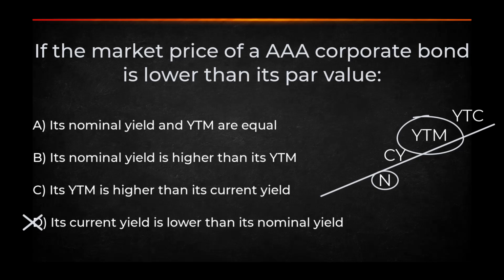But let's go ahead and verify the other answers are inaccurate. Well, looking at B, its nominal yield is higher than its YTM. No, its nominal is the lowest yield on this chart. Okay. And then answer A, its nominal yield and YTM are equal. Well, that couldn't be possible. That would only be for a bond trading at par. So that is also not the answer. Okay. So perfect. The correct answer is C, YTM is higher than its current yield.